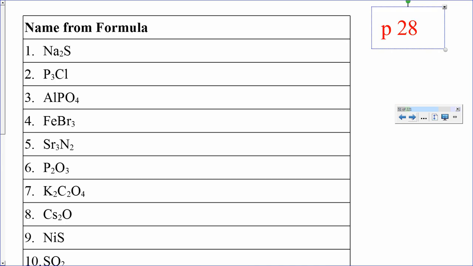So what you need to be able to do is take a look, and if you jump to page 28, there's a bunch of compounds here.